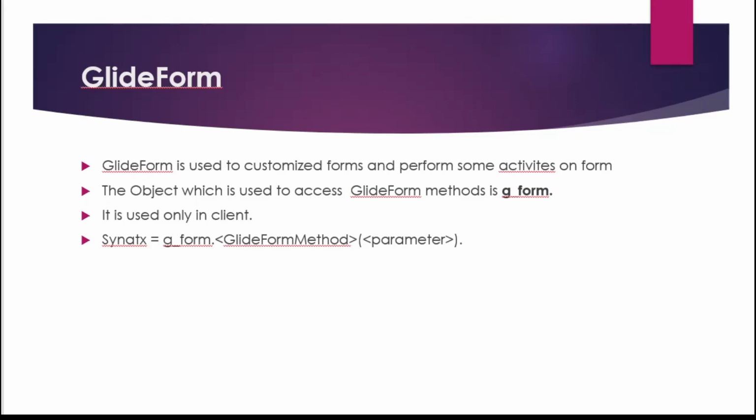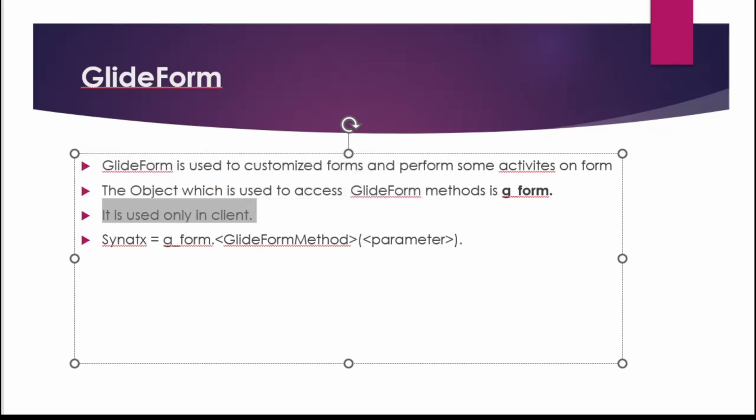GlideForm is used to customize the form and perform some activities on the form. Like we have an incident form, and on that incident form you want to perform some activities: make some field mandatory, set some values, or add some option there. You can do it with the help of GlideForm. If you want to access any field value, we can use the GlideForm object. How will we use it? g_form. It is client side, and we can use it only on the client. The syntax is g_form dot, and the methods will come here.